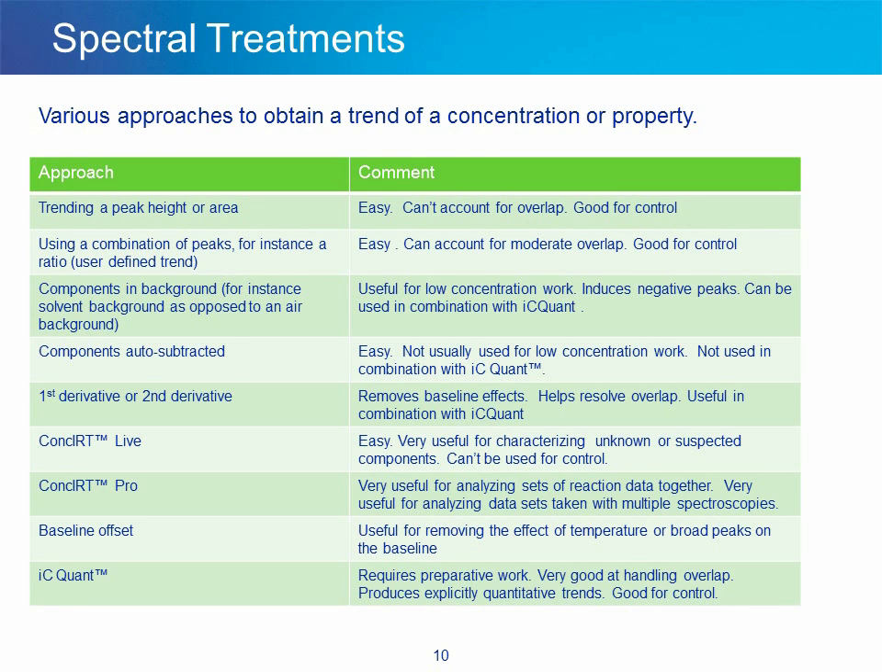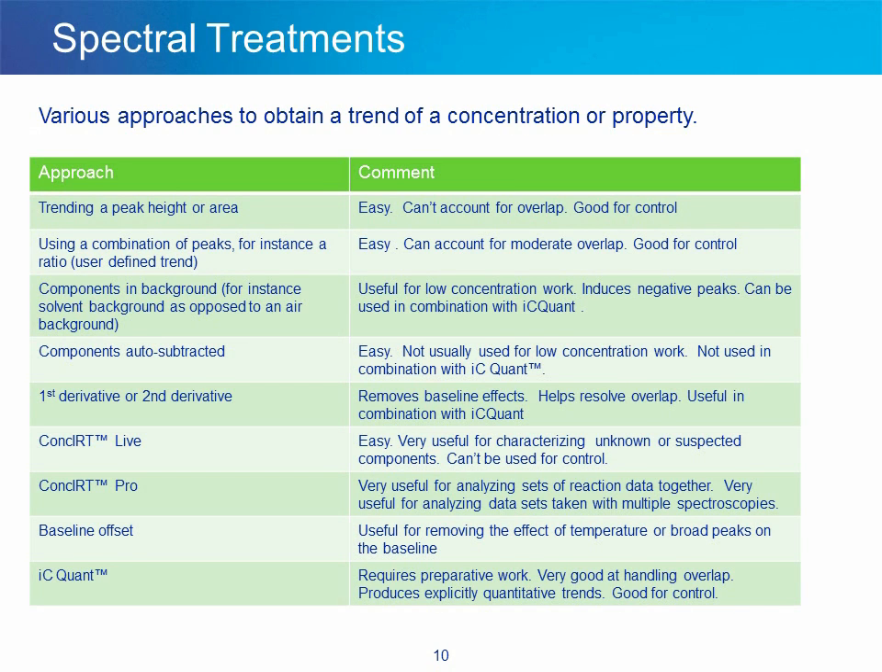Components and backgrounds, for instance a solvent background as opposed to an air background. Useful for low concentration work. Induces negative peaks. Can be used in combination with IC Quant. Components that are auto-subtracted. It's easy. Not usually used for low concentration work. Not used in combination with IC Quant.